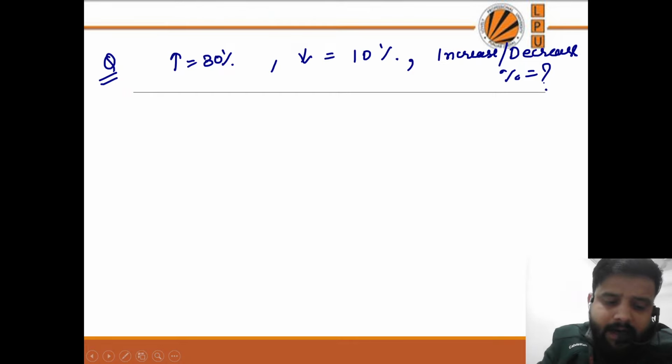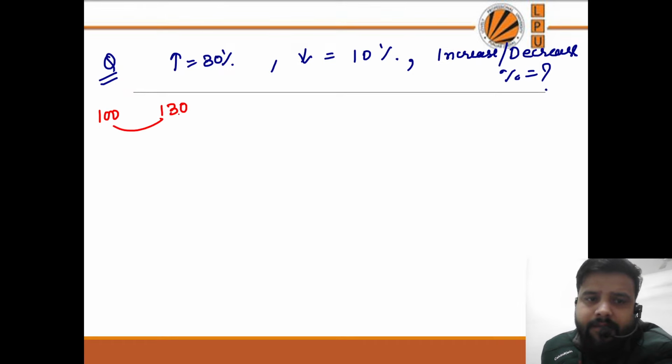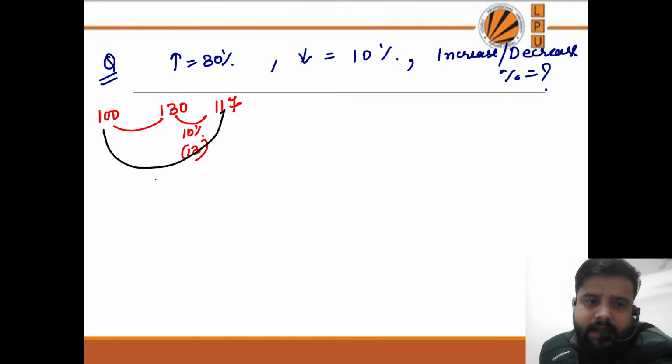Now, I'll do this question with all the three methods. First method is start with 100. So increase by 30%, so you will write 130. Now the 10% decrease will be over this. So 10% of 130 is 13 only. So now the final value will be 117. So from 100 to 117, there is a clear increase of 17%. This is using method 1.